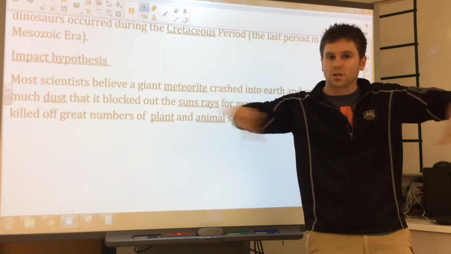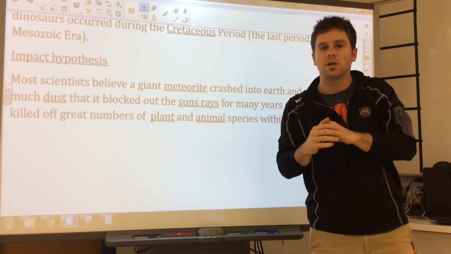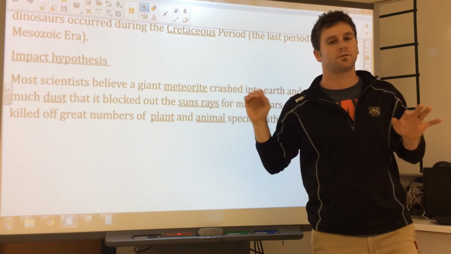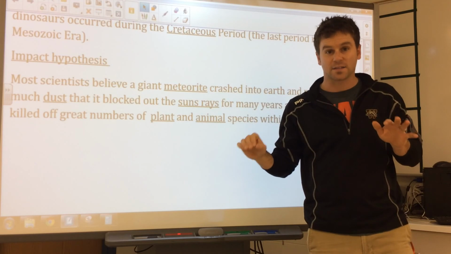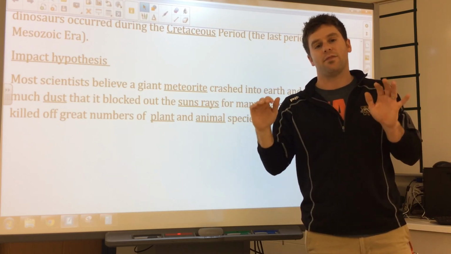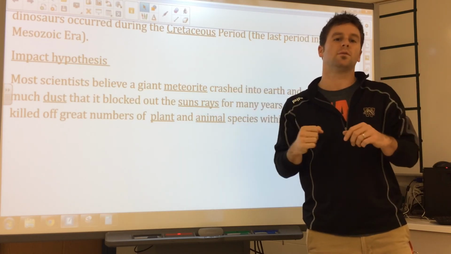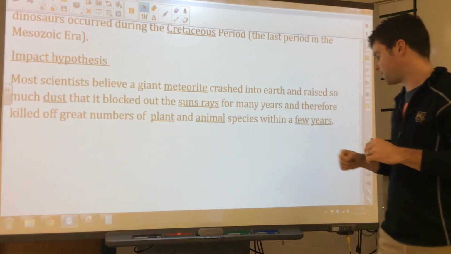And the rock layer, the geologic column, shows us that. Right? Around the 65 million year mark, there are massive numbers of fossils of these different dinosaurs and different reptiles. Because they died, mammals were then able to thrive and flourish.